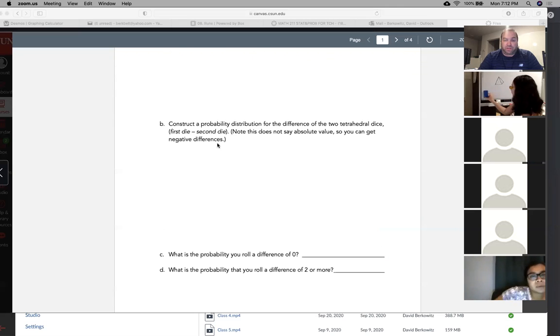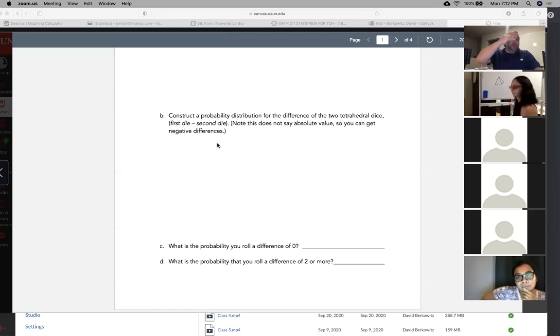What is the probability you roll a difference of 0? Well, you can just think about that. How many of the 16 ways can you roll a difference of 0? If they're doubles. So there, by the way, wonderful tetrahedron. I love it. Very nice.